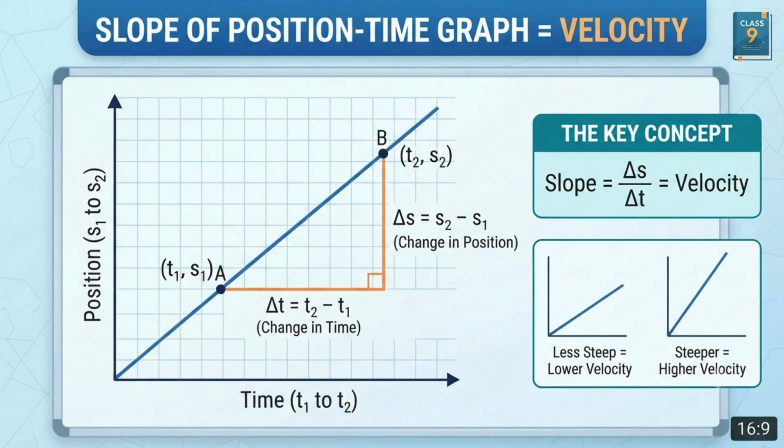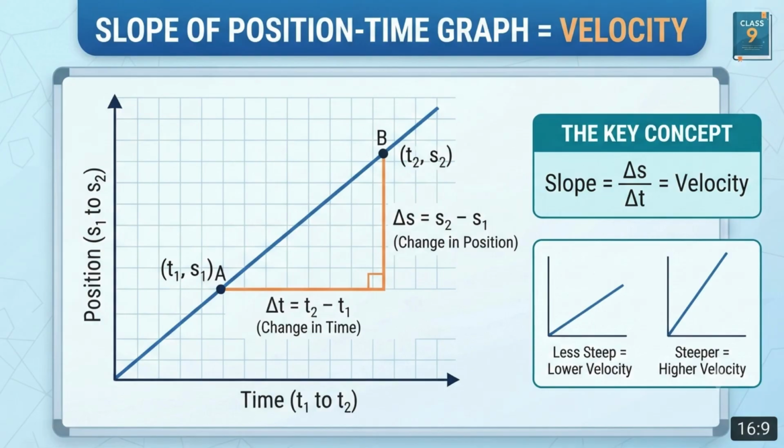Now remember the formula for average velocity? Average velocity equals change in position divided by change in time, so we simply divide the change in position by the change in time. For example, if the object moves from 40 meters to 80 meters in 2 seconds, then average velocity equals 80 minus 40 divided by 4 minus 2, which is 40 divided by 2, that is 20 meters per second. Simple, isn't it?